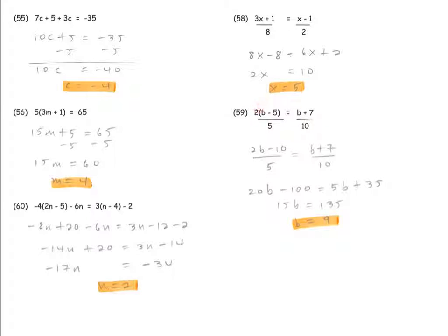Here I decided to get rid of the parentheses by distributing before I cross-multiplied. So I got 2b minus 10 over 5 equals b plus 7 over 10.